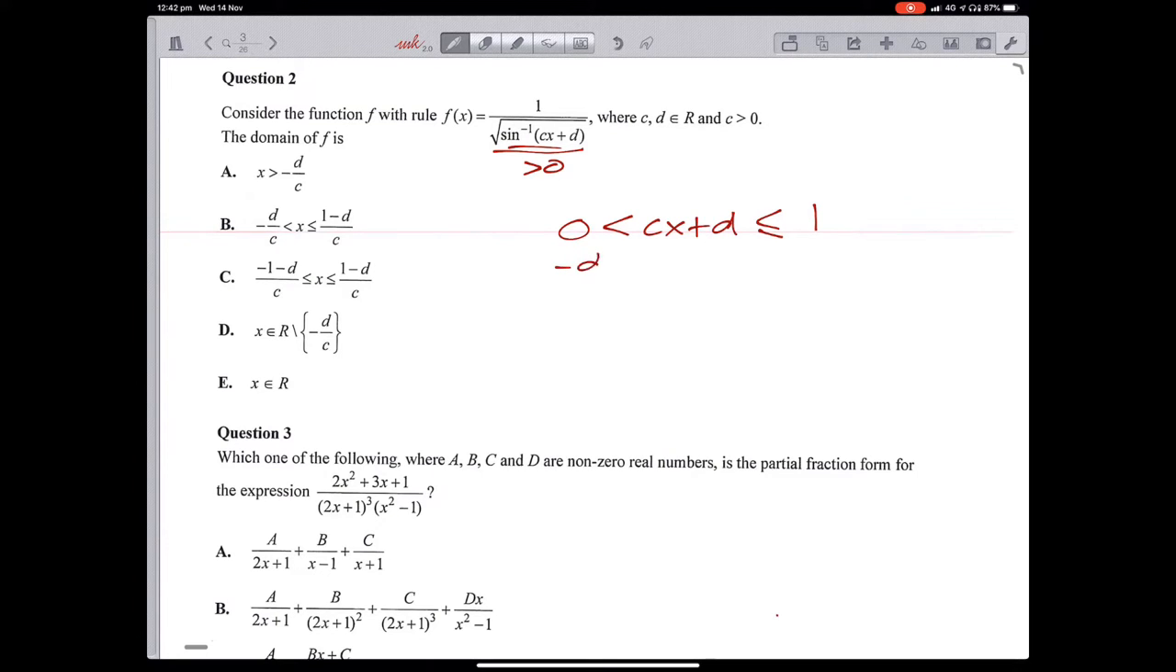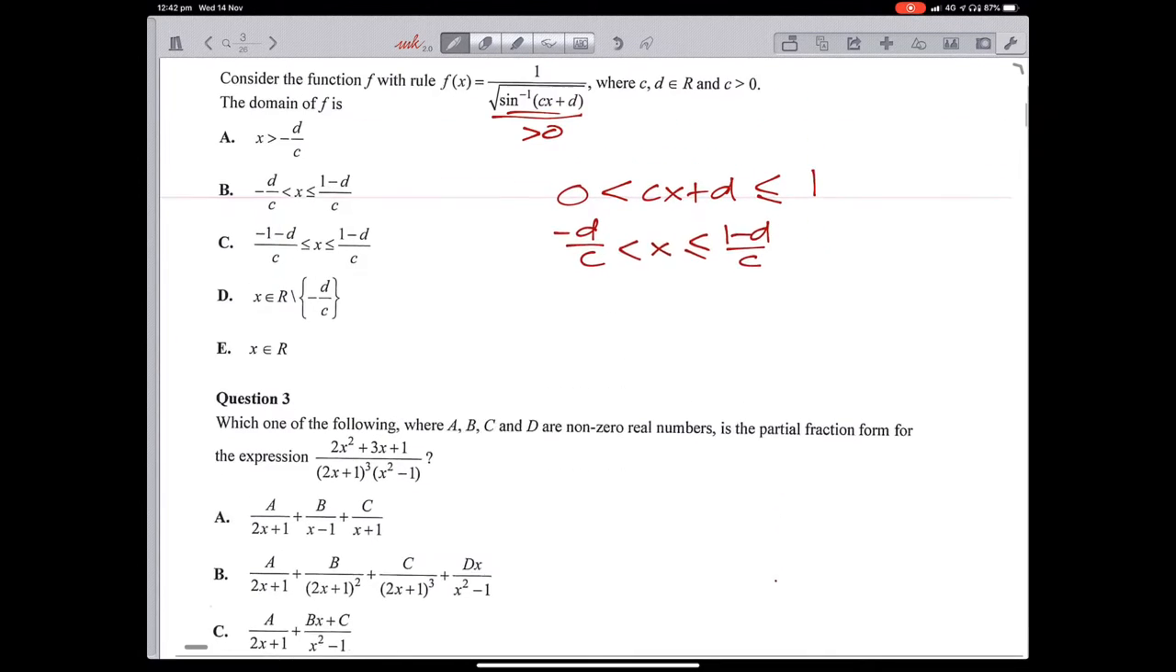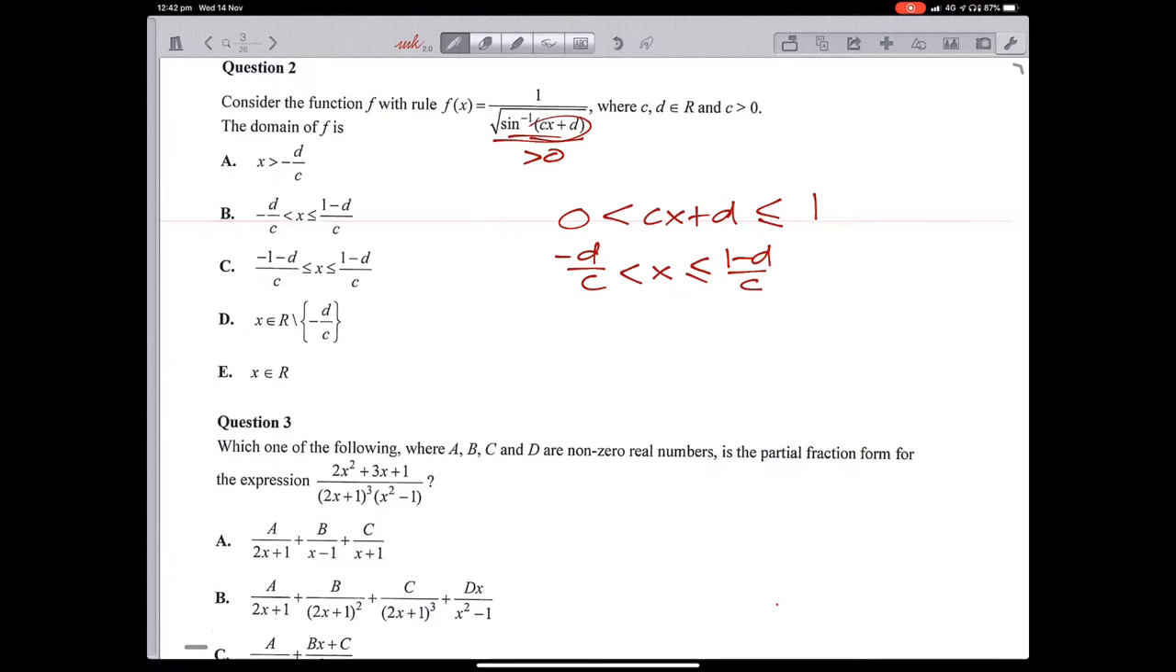So from here we get negative d on c is less than x, which is less than or equal to 1 minus d on c. Remembering you can have sine inverse of what would give you 1, because you can square root 1. So here we just get b.